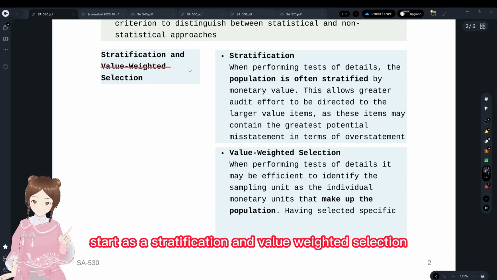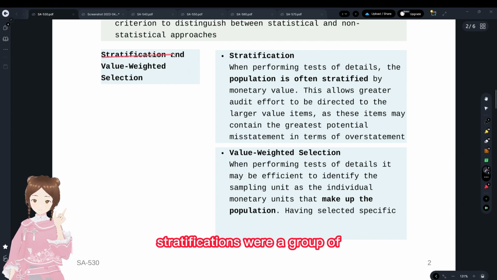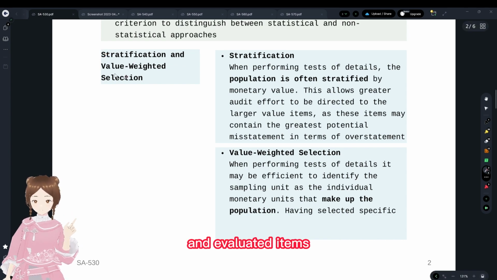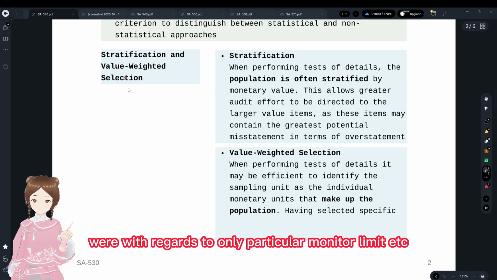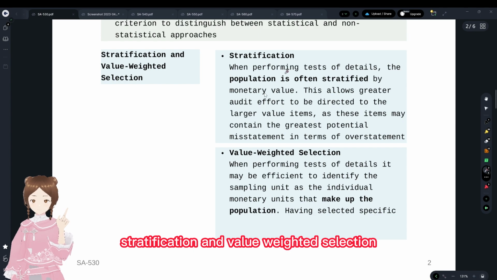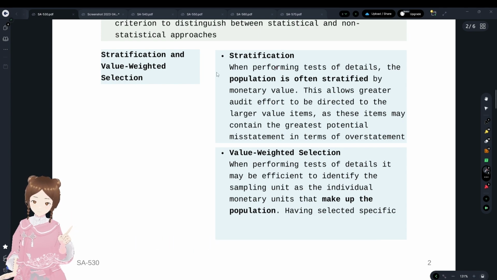Stratification and value weighted selection. Stratification is a group of items having similar characteristics, and value weighted items are with regards to only a particular monetary limit, etc. We'll see the difference between stratification and value weighted selection.